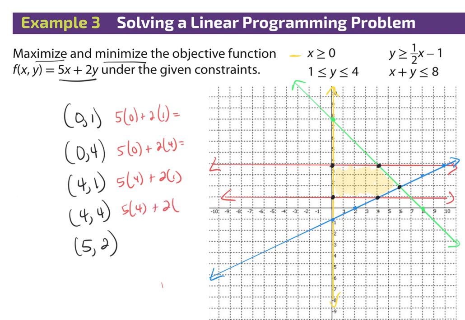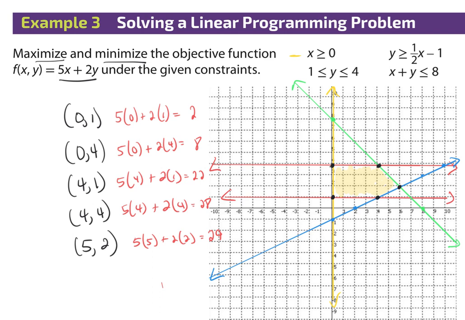Right, so we're going to do this all the way and see what our max and min are. So this is what? 2, 8, 22, 28, and 29. So our maximum happens.